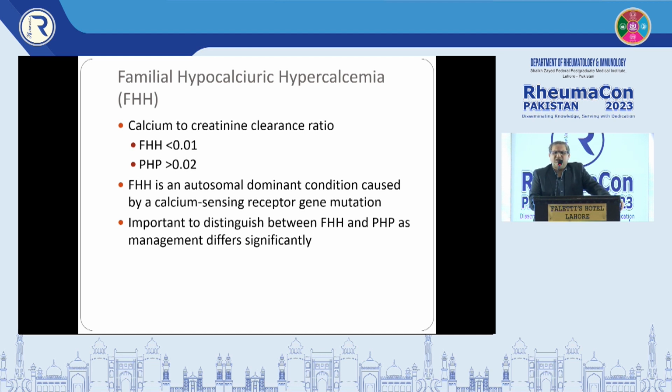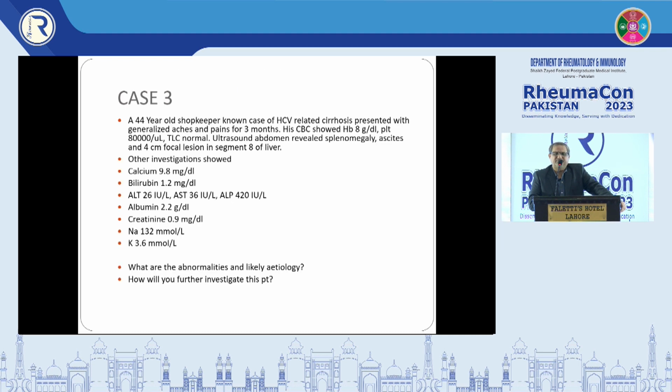Familial hypocalciuric hypercalcemia needs to be ruled out. It's an autosomal dominant condition due to a calcium sensing receptor gene mutation. So if the PTH level is high normal, or in a young patient, this disease should be differentiated from primary hyperparathyroidism, because the treatment is different.